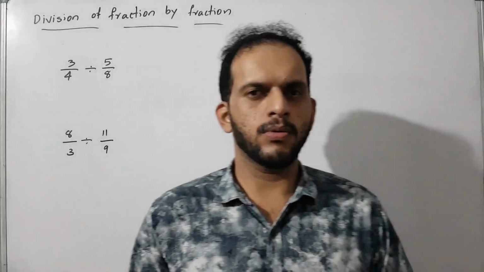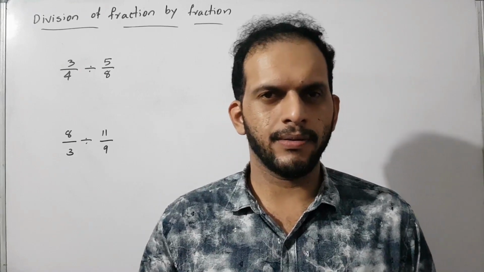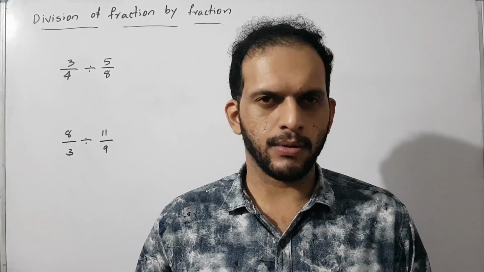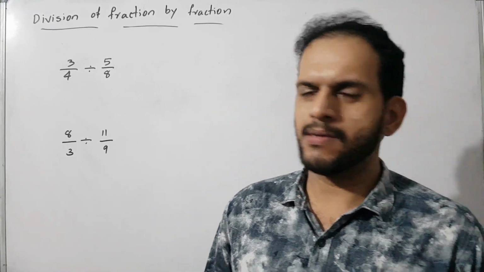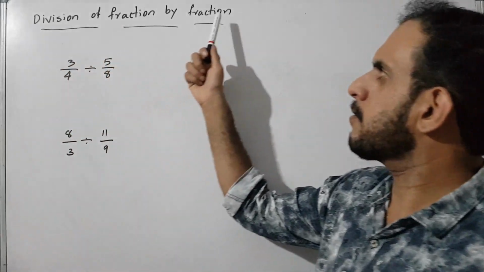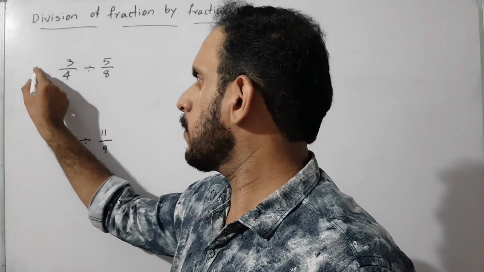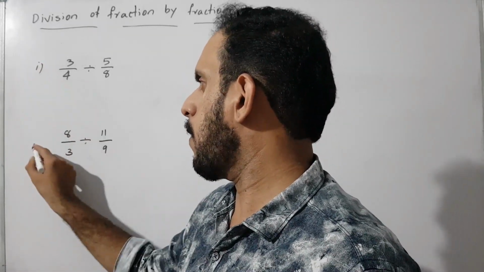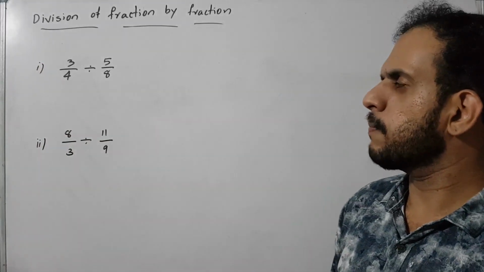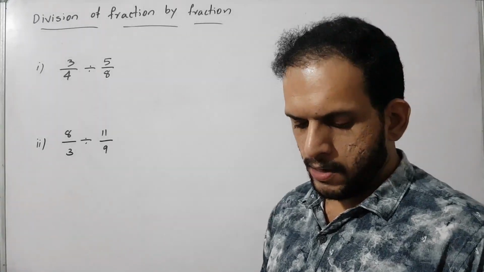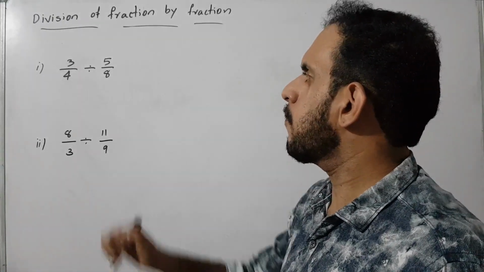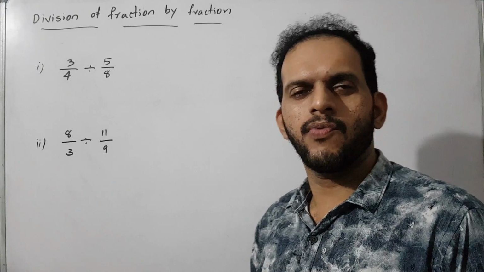We discussed the multiplication of fractions. Next comes the division of fractions. In that, first we are discussing the division of fraction by fraction. The first example is 3 by 4 divided by 5 by 8. Here we need to divide 3 by 4 and 5 by 8. That one is very easy.